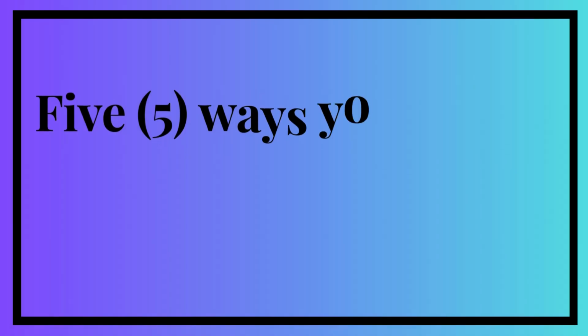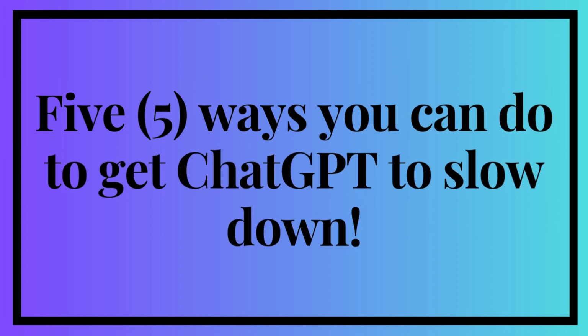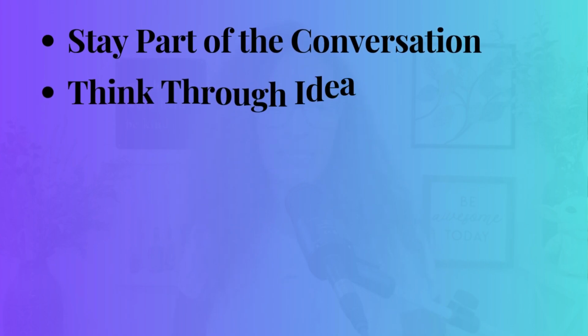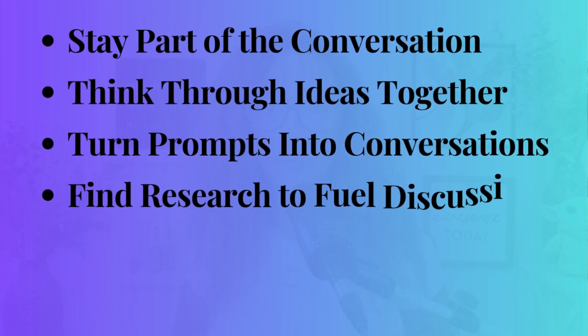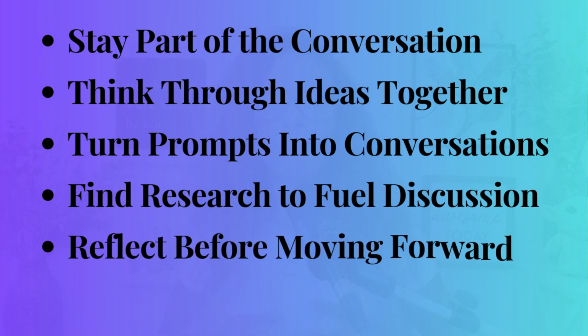So we're going to jump into 5 ways you can get ChatGPT to create an environment where you are part of the conversation. Here are 5 things that you can do to get ChatGPT to think with you and not just for you. Stay part of the conversation. Think through ideas together. Turn prompts into conversations. Find research to fuel the discussion. And finally, reflect before moving forward.